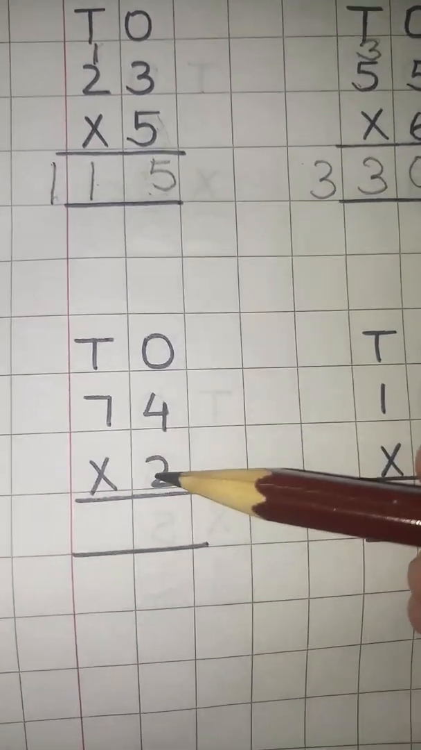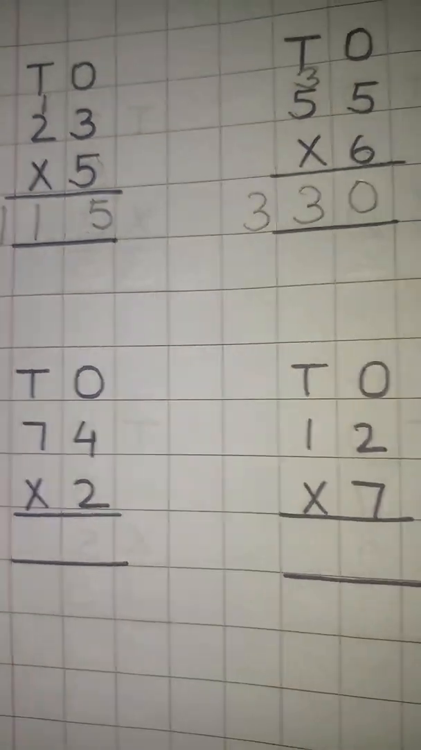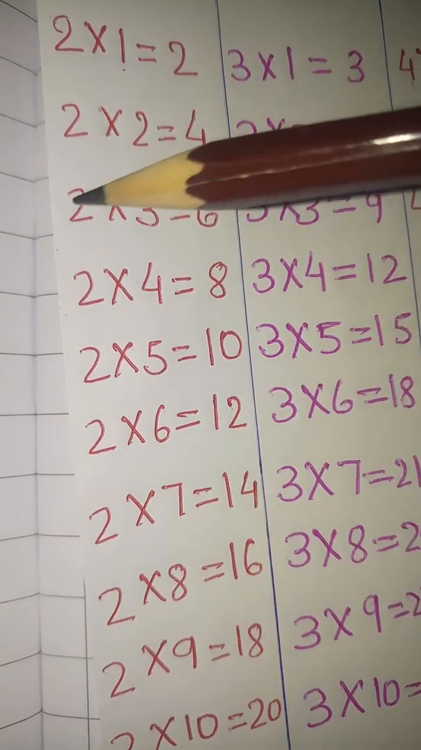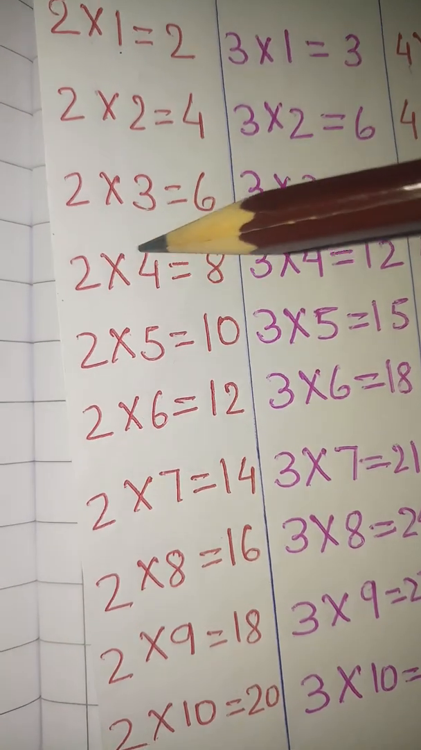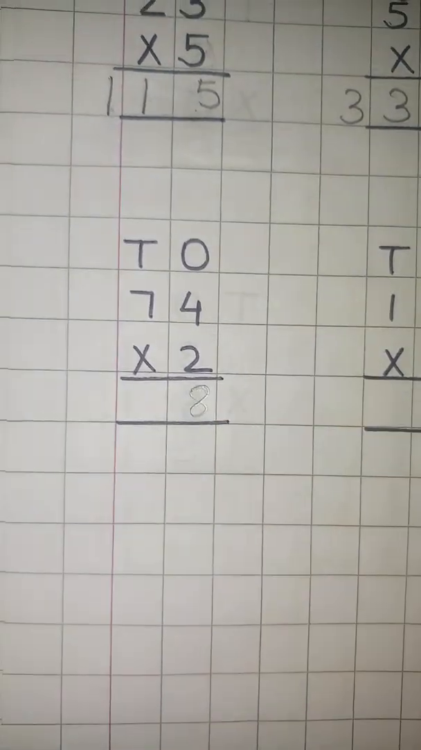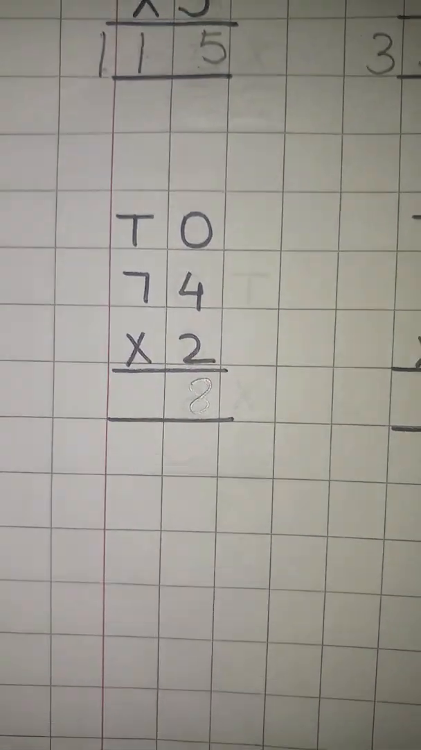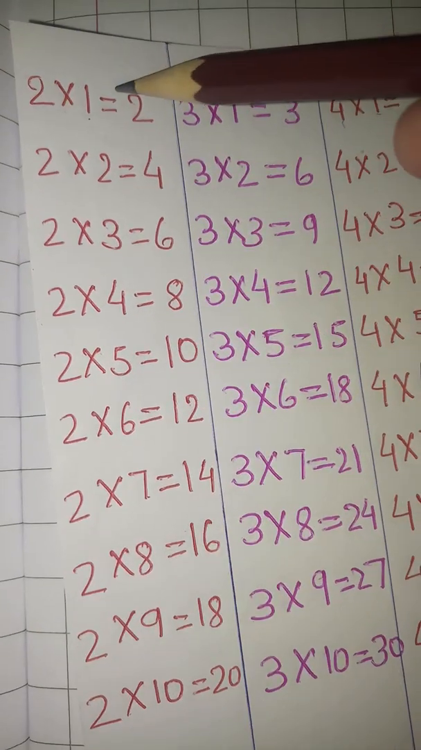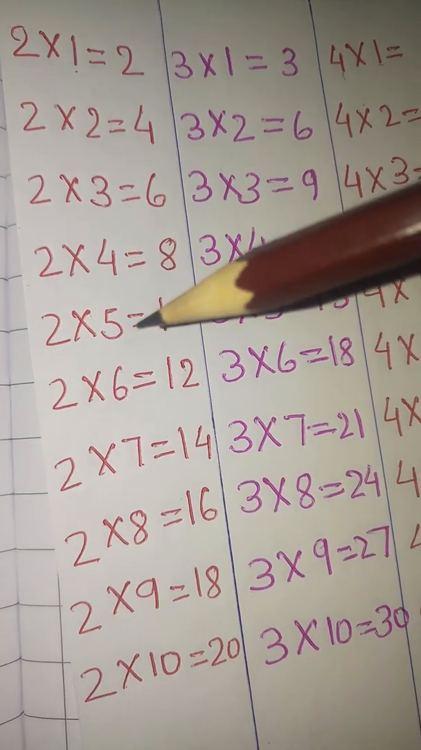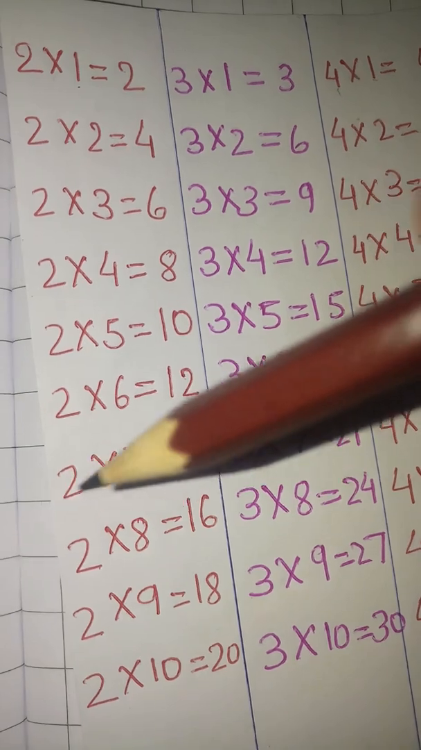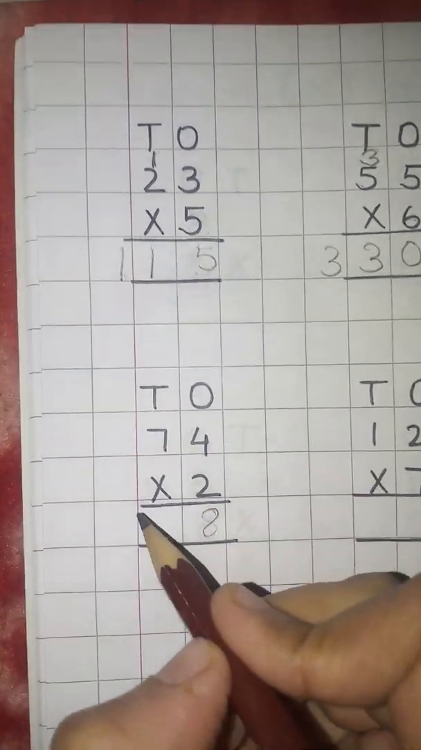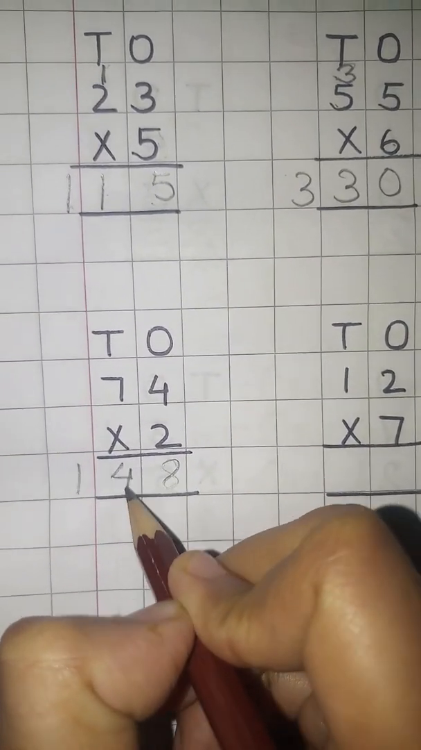Next is 2 into 4. So let's see in a table. 2 into 1, 2. 2 into 2, 4. 2 into 3, 6. 2 into 4, 8. So we will write 8 here. Then 2 into 7. Let's see. 2 into 1, 2, 2 into 2, 4, 2 into 3, 6, 2 into 4, 8, 2 into 5, 10, 2 into 6, 12, 2 into 7, 14. 2 sevens are 14. So we will write 14.